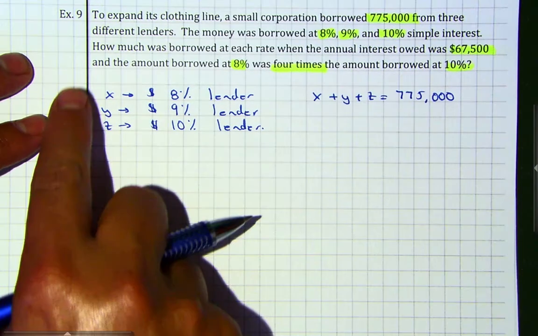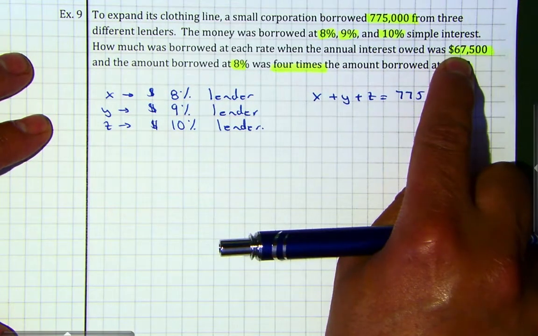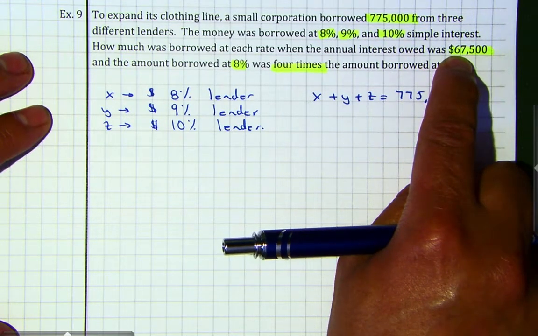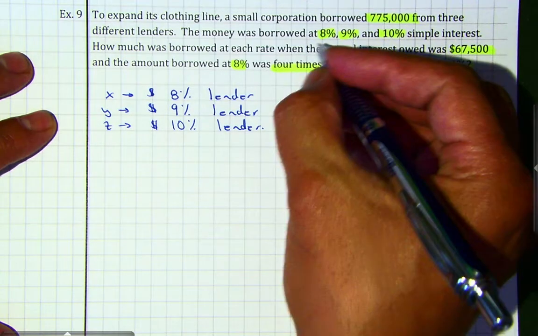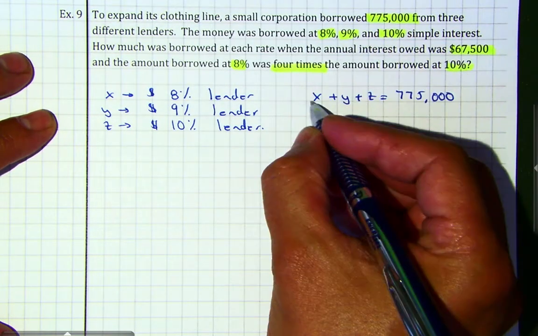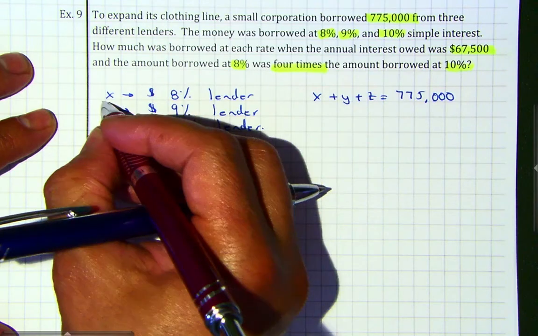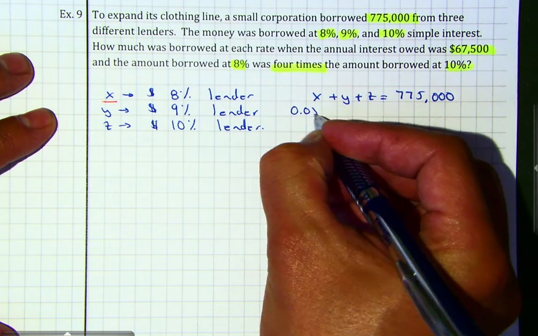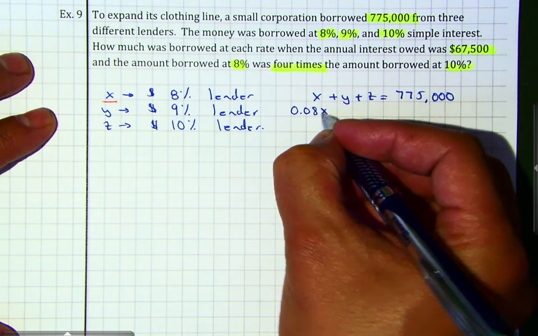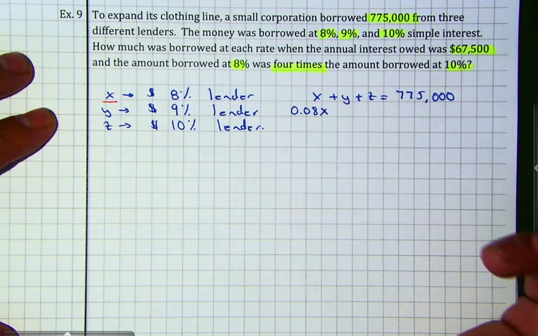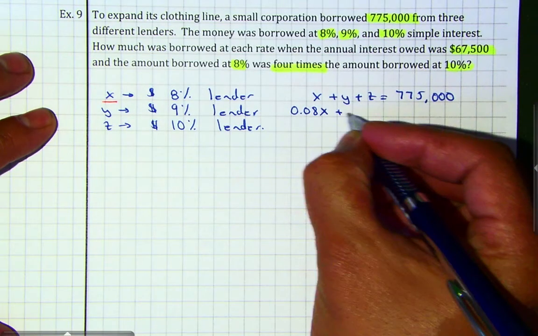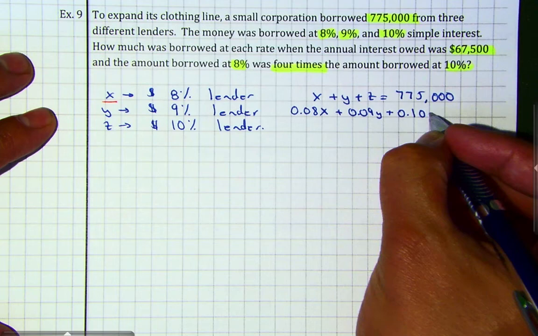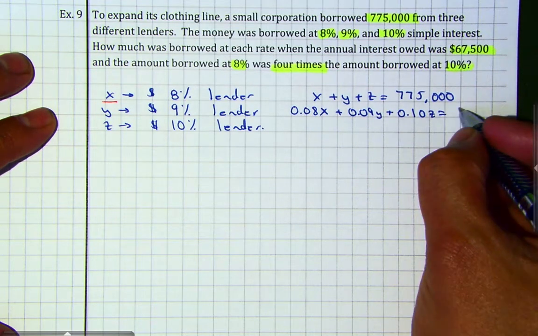We also know that the interest that was charged in total was 67,500. So therefore, I'm going to convert this to a decimal. The interest for the 8% lender will be 0.08 times the amount that they borrowed. Same thing for the Y will be 0.09Y, and same thing for the Z. And that'll be a total of 67,500.